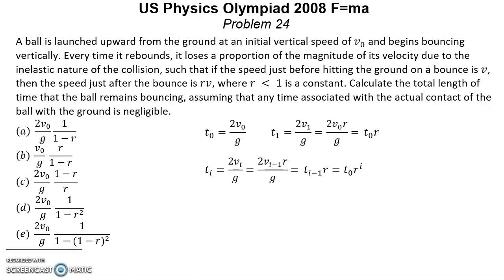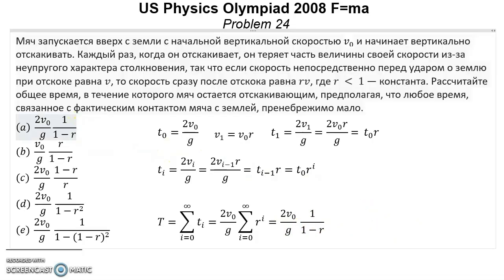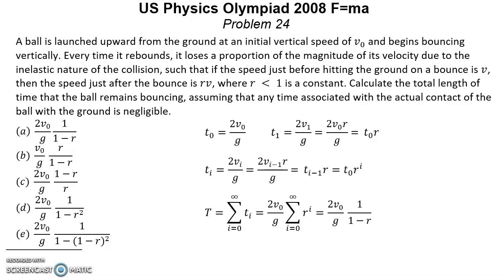Now we can count the total time by summing all these times. So we have the total time as the sum of all times. And finally we have a geometric progression, and we can compute the result for the geometric progression, and this is our answer. The correct answer will be 2v0 over g multiplied by 1 over 1 minus r, which is the correct answer, A.